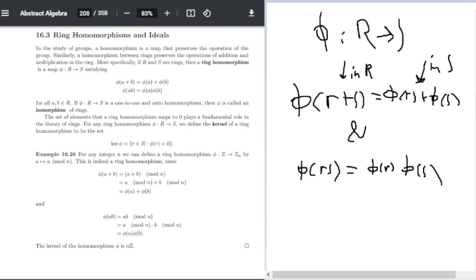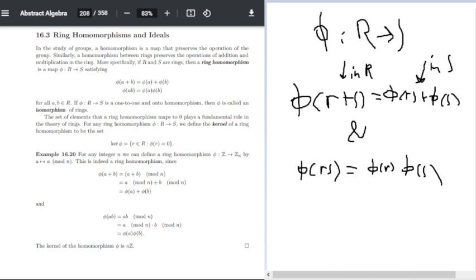rings. The set of elements that a ring homomorphism maps to 0 play a fundamental role in the theory of rings. For any ring homomorphism φ from R to S, we define the kernel of φ to be the set ker φ, the set of r in R such that φ(r) is equal to 0.